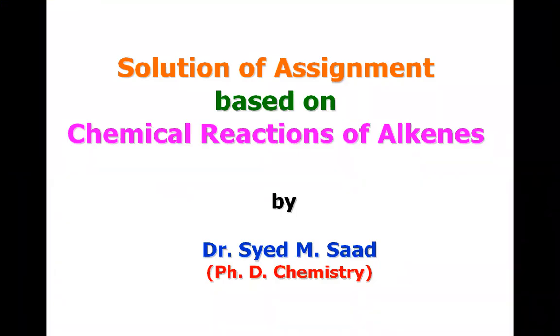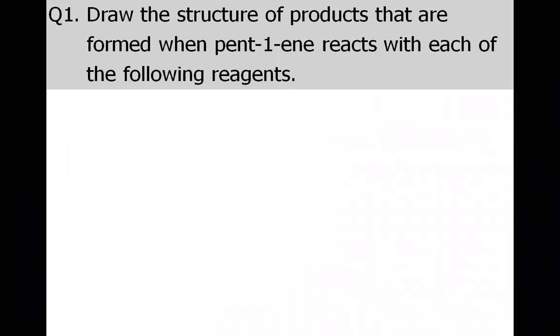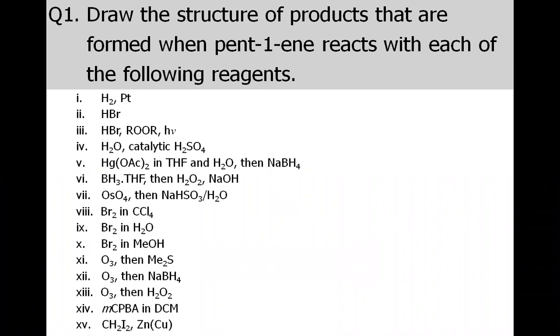Today we will discuss the solution of the assignment based on chemical reactions of alkenes. The first question of the assignment was to draw the structure of the products that are formed when pent-1-ene reacts with each of the following reagents. So these 15 reagents were given, and we were asked what the product is when they are reacted with pent-1-ene.